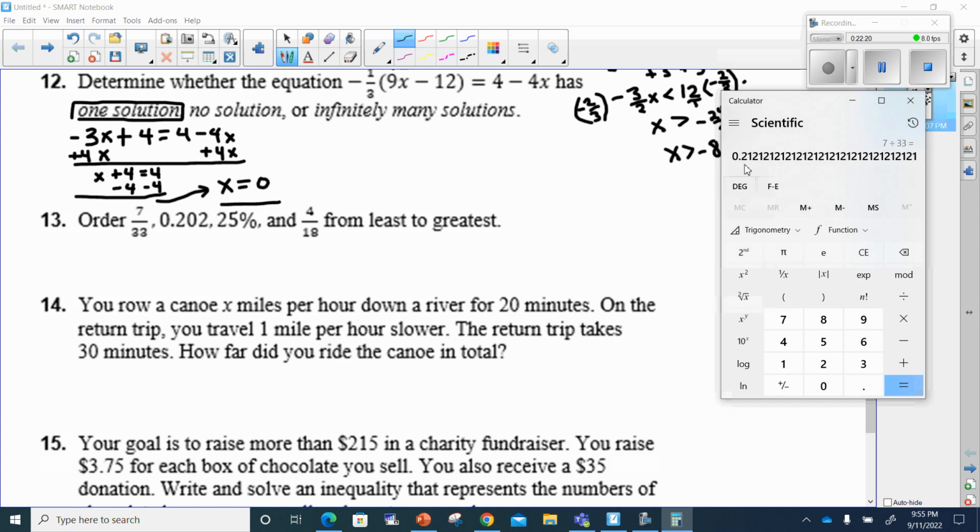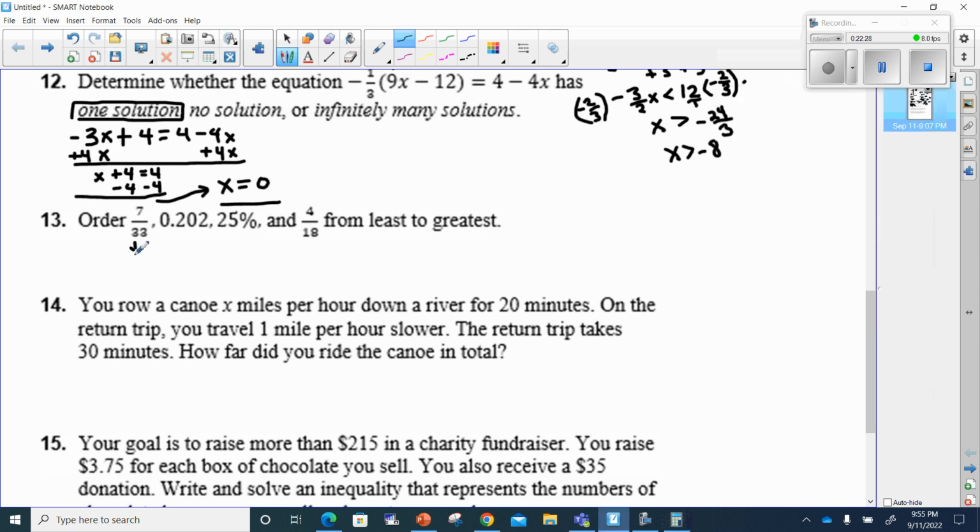Because I know since it's a division problem, this is 7 divided by 33. That gives me 0.21212. Well, that tells me it's 21 repeating. So this is equal to 0.21 repeating. All right, next we have this as a decimal already. So this one is equal to 0.202. And it doesn't say repeating. So that means it's just 0.202.